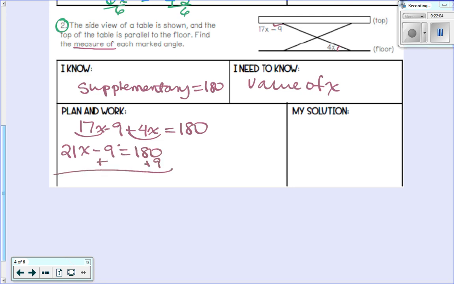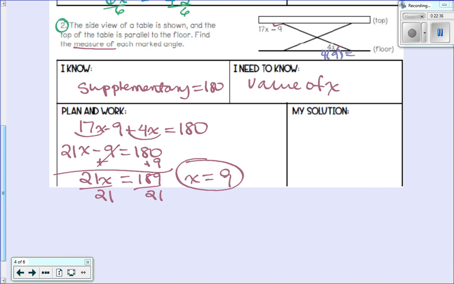Add 9 to both sides. Divide by 21. x equals 9. Are we good with that? So now we know our x value. We know that they're supplementary, so what do we do? How do we find the angle measures? Yeah, substitute in for x. So 4 times 9 is, good, this is 36 degrees.